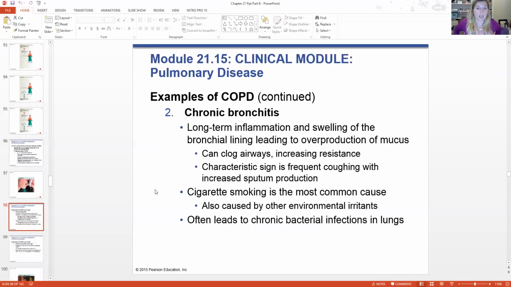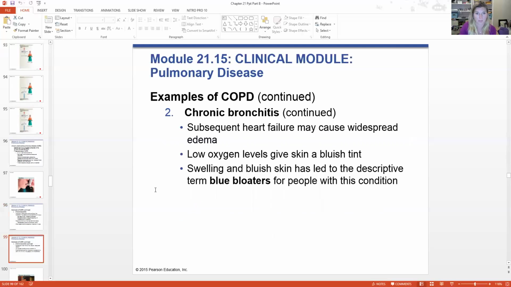There's chronic bronchitis. This is a long-term inflammation and swelling of that lining and the overproduction of mucus, clogging the airways, increasing resistance, producing frequent coughing, as well as lots of sputum or mucus being produced. Cigarette smoking causes this. It's the most common cause. There can also be other environmental irritants leading to this, as well as chronic bacterial infections leading to chronic bronchitis.